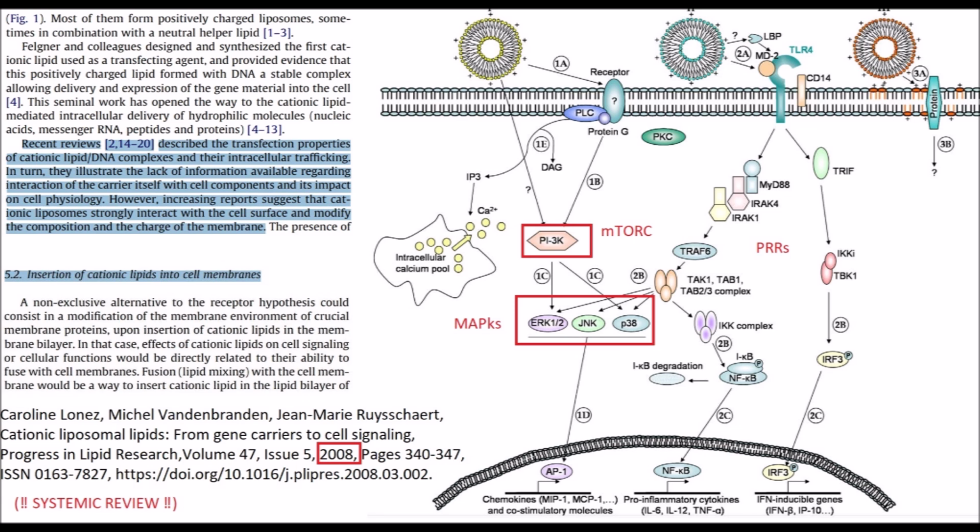Fusion, lipid mixing with the cell membrane, would be a way to insert cationic lipids in the lipid bilayer of the plasma membrane and/or intracellular membranes, and to modify the lipid-protein interactions involved in the functioning of membrane proteins. The ability of cationic liposomes to fuse with intracellular and plasma cell membranes, also with variable efficiencies, was demonstrated by confocal microscopy or FRET, Förster resonance energy transfer measurements, even if an endocytosis-like mechanism has been proposed as a main pathway of internalization of cationic complexes.